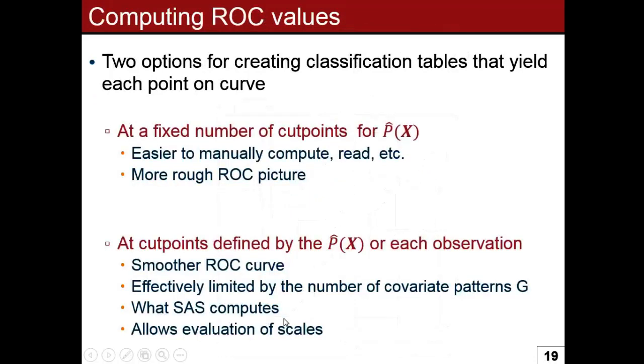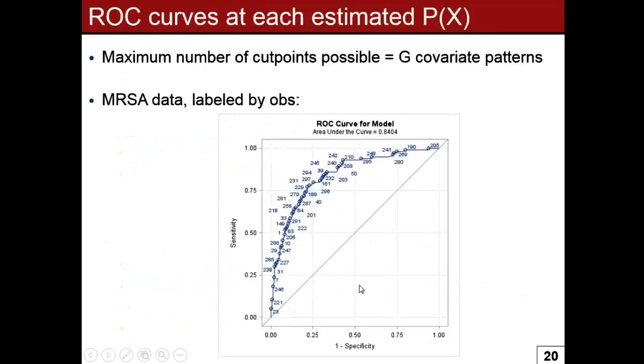SAS is actually what computes this. This is what it will do. Here, what are these numbers? This illustrates my point about it using the observations and their covariate patterns. This is showing the observation number associated with each cut point.